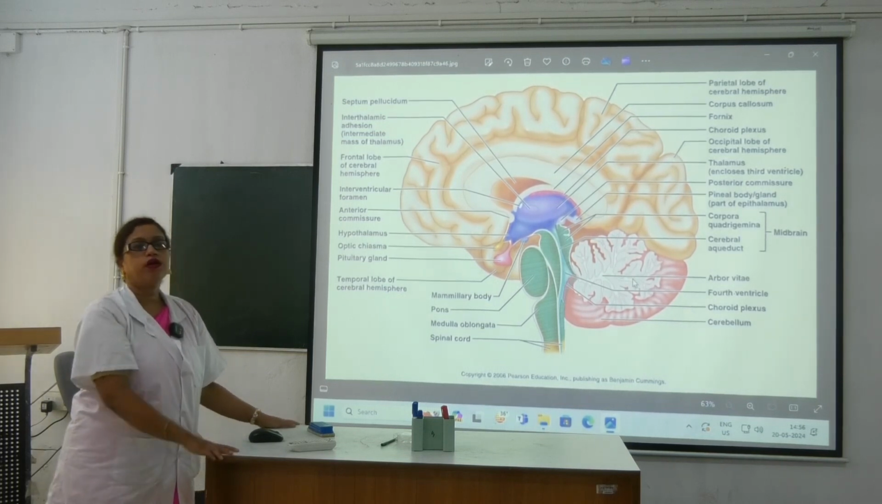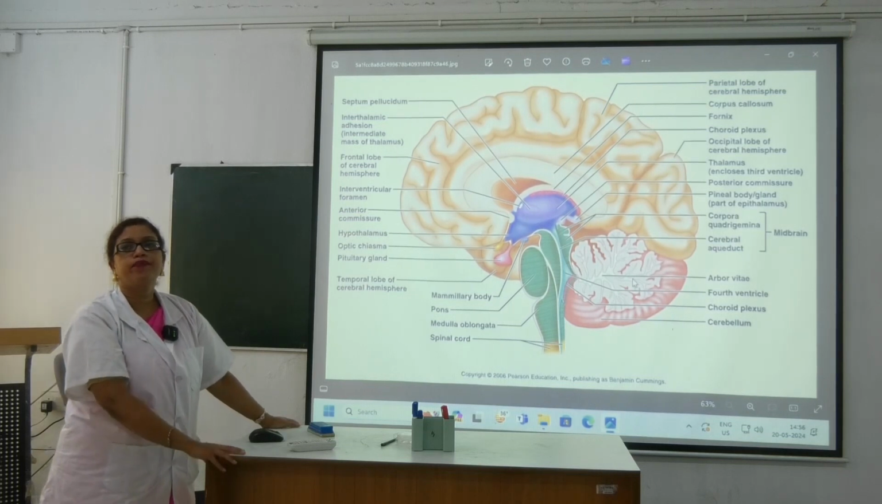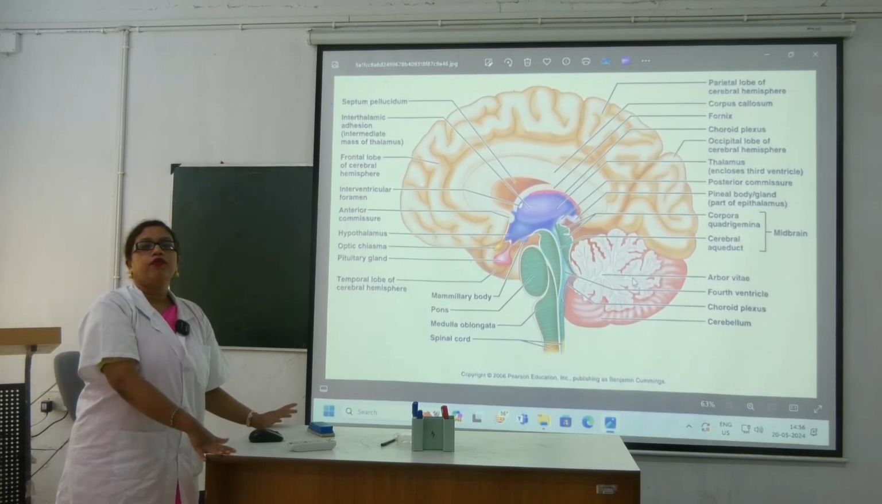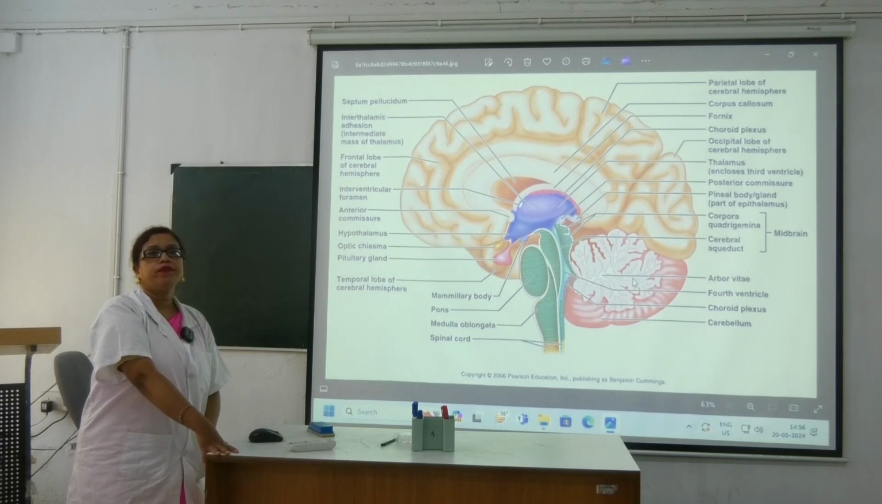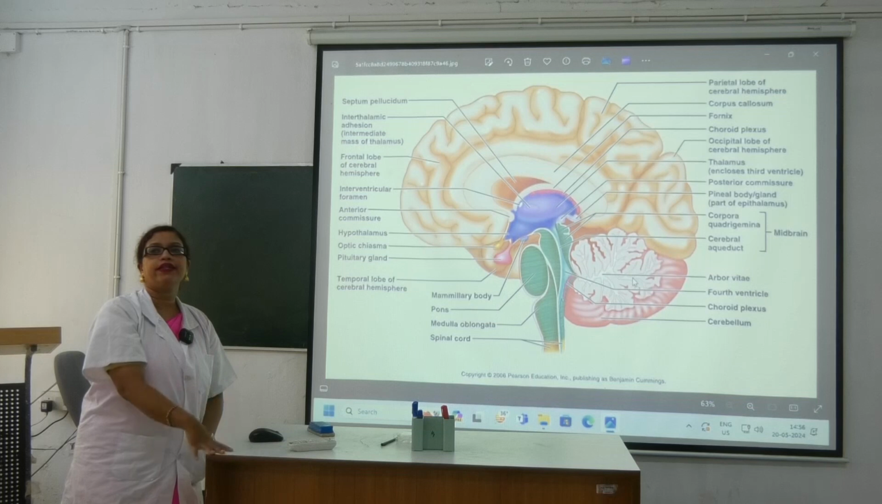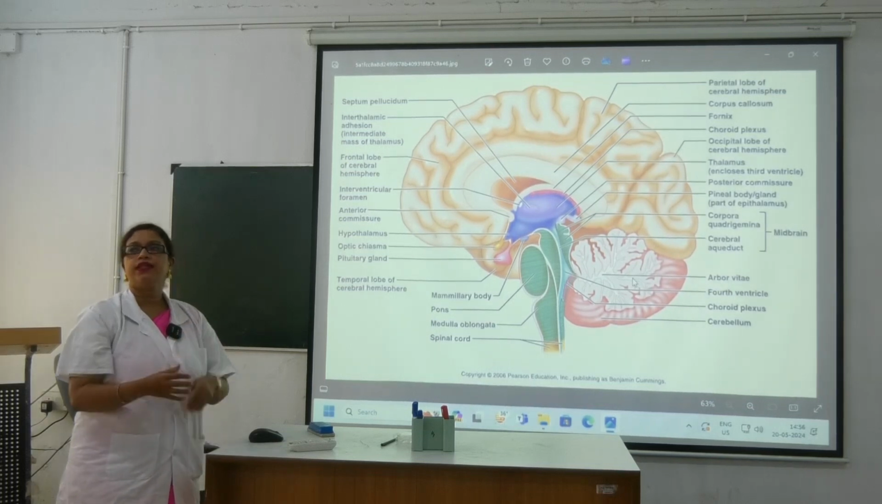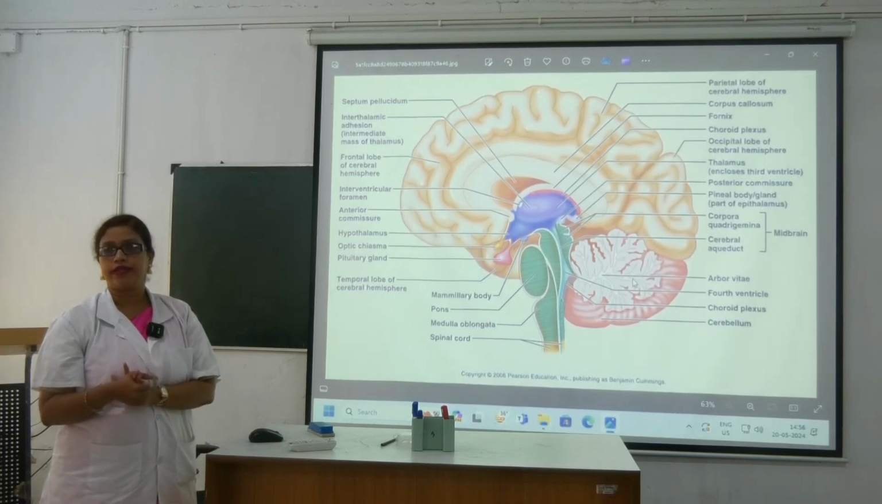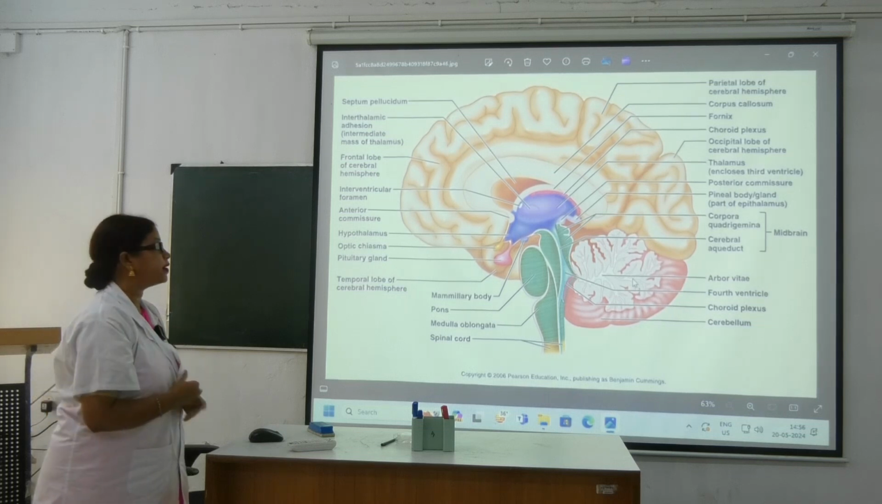Okay, so write it down. The white matter of cerebellum grows inside each and every folia. These are known as arbor vitae.